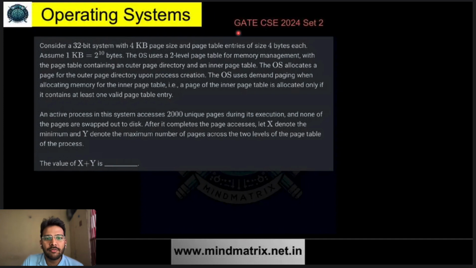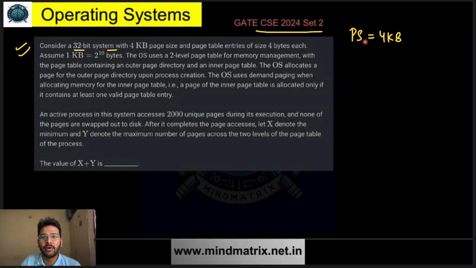Here, this is the question that we have from GATE CSE 2024 set 2. Let's read the question first. Consider a 32-bit system with 4 KB page size. So here page size is given, that is 4 KB, which is nothing but 2 raised to the power 12 bytes. Then it says page table entry size is 4 bytes each. 1 KB is 2 raised to the power 10 bytes.